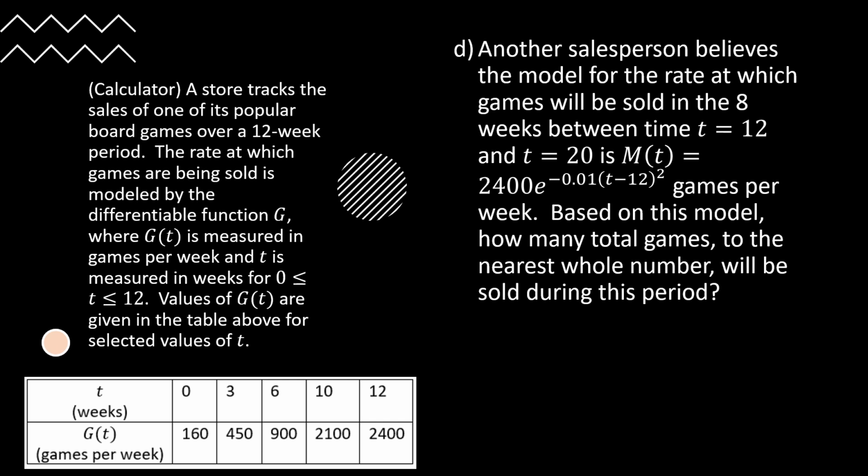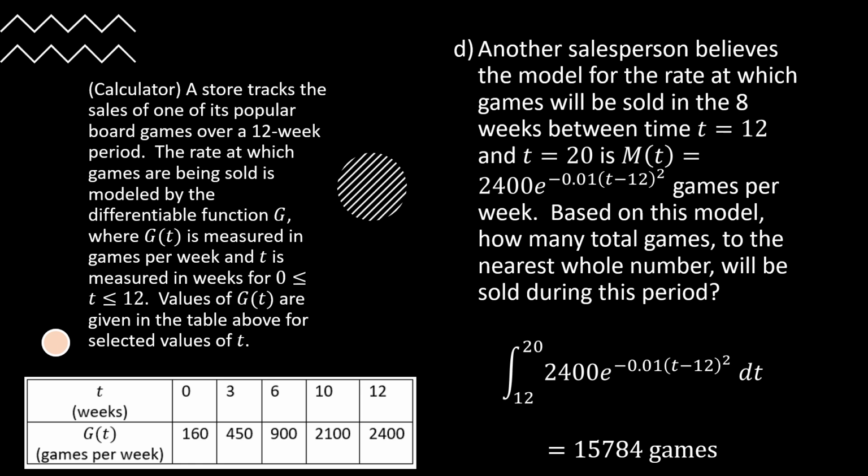Part D says that we have some other salesperson who believes that the rate could be modeled by this function m of t. Based on their model, how many total games were sold? This one's pretty easy. They gave you the function, and that function is a rate. So all I need to do is integrate that from 12 to 20. Throw it in my calculator, and I get 15,784 games.